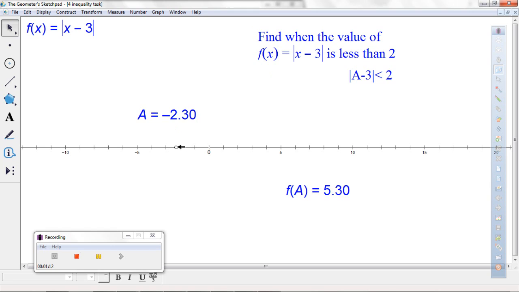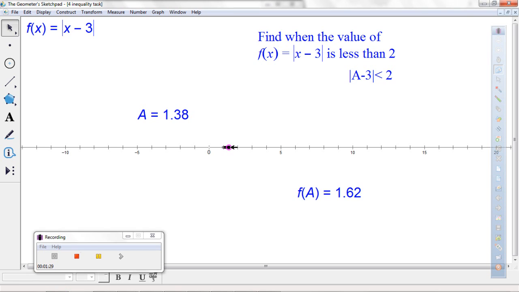So what this is doing is, as you move this point, you can look and you can see what the absolute value of a minus 3 is, and right now it is not less than 2. If I move over a little bit, now it is less than 2, and notice it turned black.